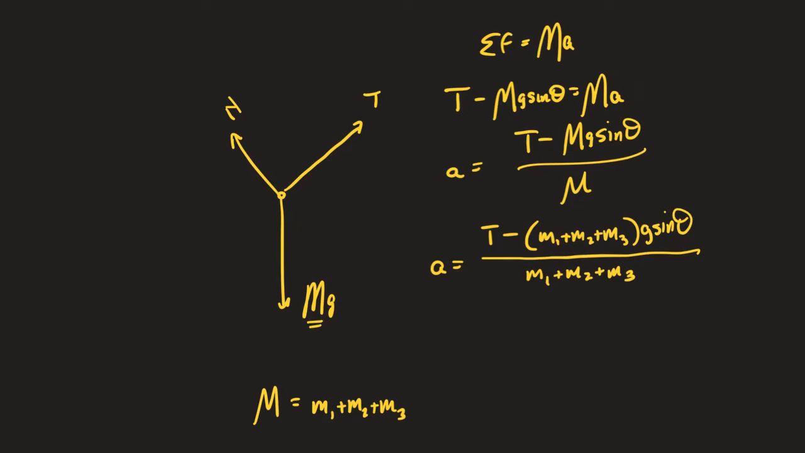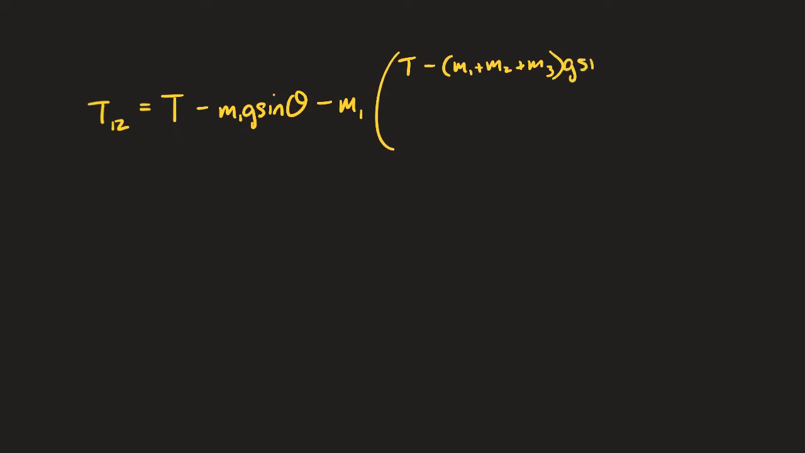There you go. Now, that's the answer to question B. Unfortunately, the next question asks, alrighty, T12 equals T minus M1 g sine theta minus M1 A, where A is T minus M1 plus M2 plus M3 times g sine theta, all over M1 plus M2 plus M3.